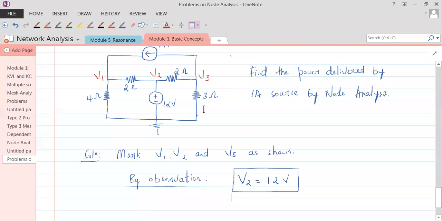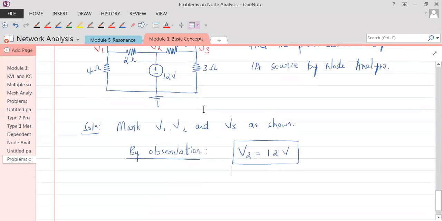Now let's go with node 1. So applying KCL at node 1. Let's not say apply KCL at V1, mind you. Most of the students write KCL at V1. V1 is the node voltage. We don't apply the KCL at voltage. We apply the KCL at node, mind you.